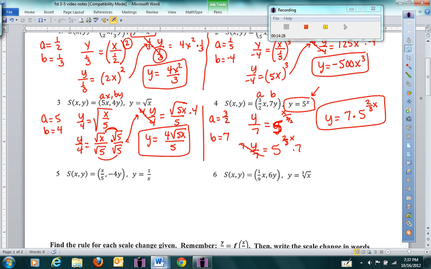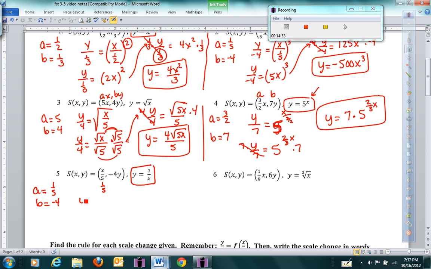Okay, let's try number 5. Our parent graph this time is going to be the hyperbola. We'll see if we can figure out the a and the b. It might be kind of tricky to know what the a is right here, but this is the rule. So this is like the fraction 1/5, isn't it? Like the fraction 1/5. So a is 1/5 and b is -4.